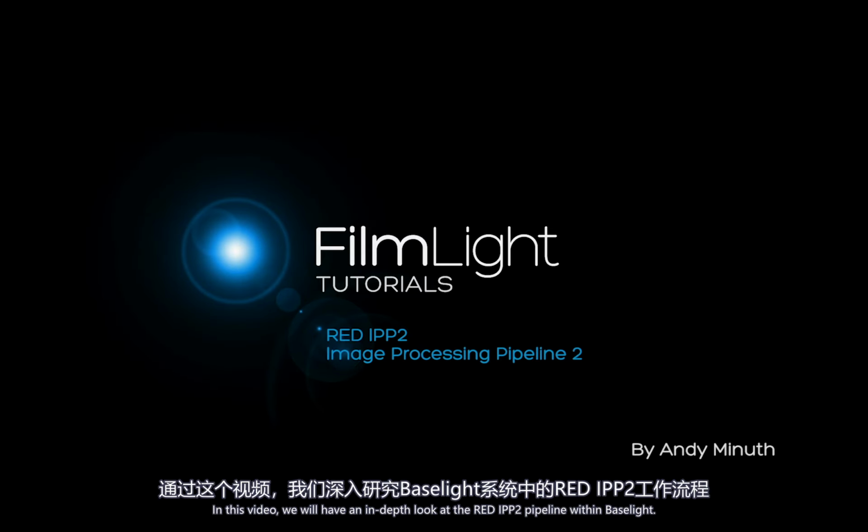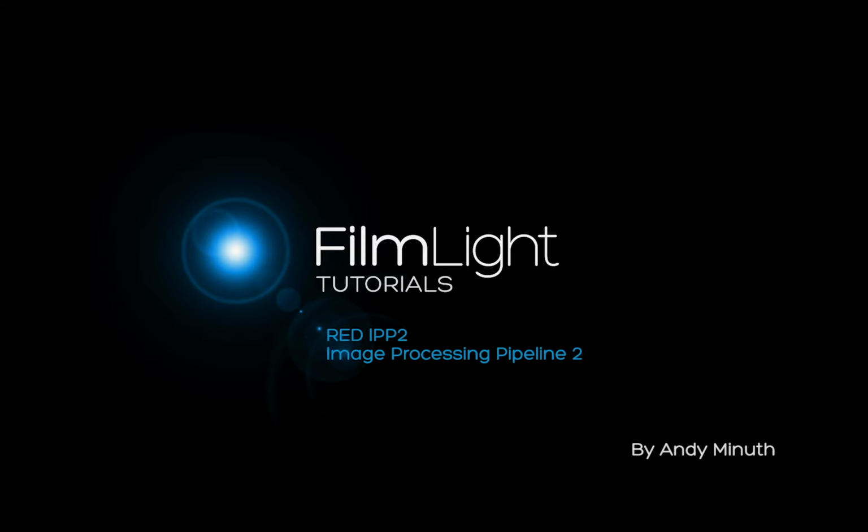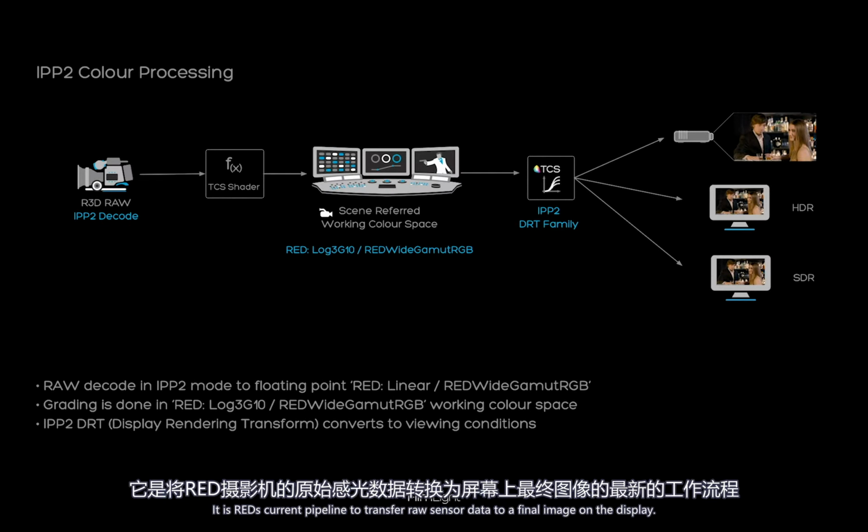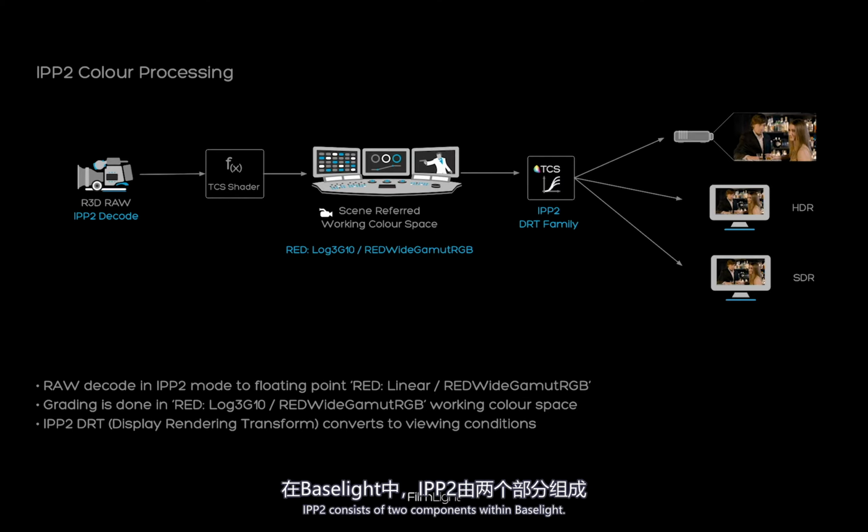Hello! In this video we will have an in-depth look at the RED IPP2 pipeline within Baselight. IPP2 stands for Image Processing Pipeline 2. It's RED's current pipeline to transfer raw sensor data to a final image on the display. IPP2 consists of two components within Baselight: the raw decoding and the display rendering transform, short DRT.